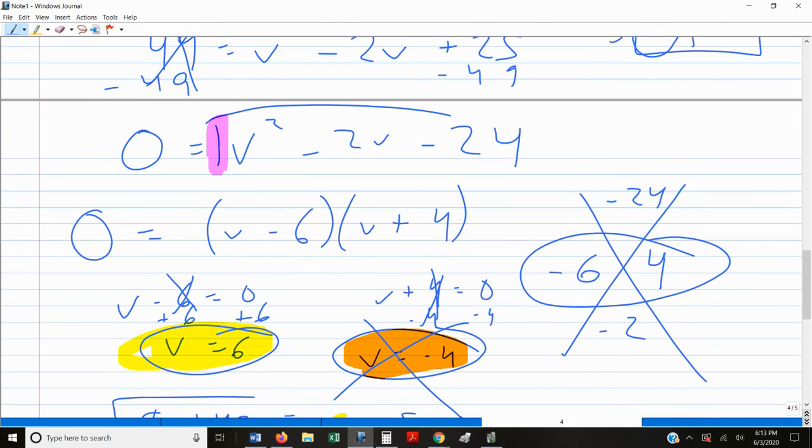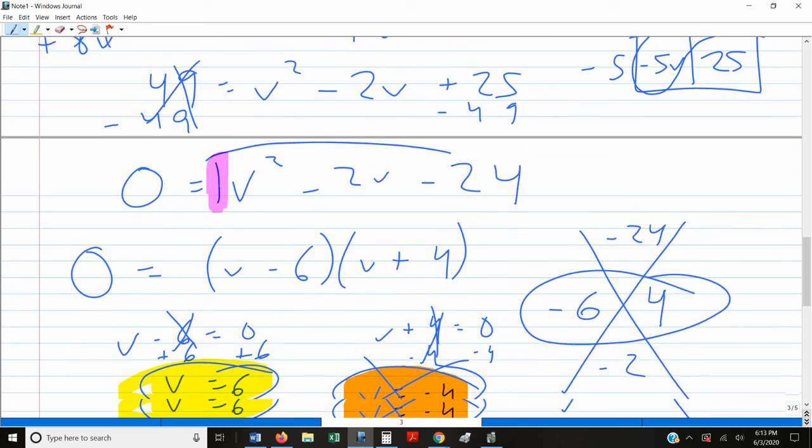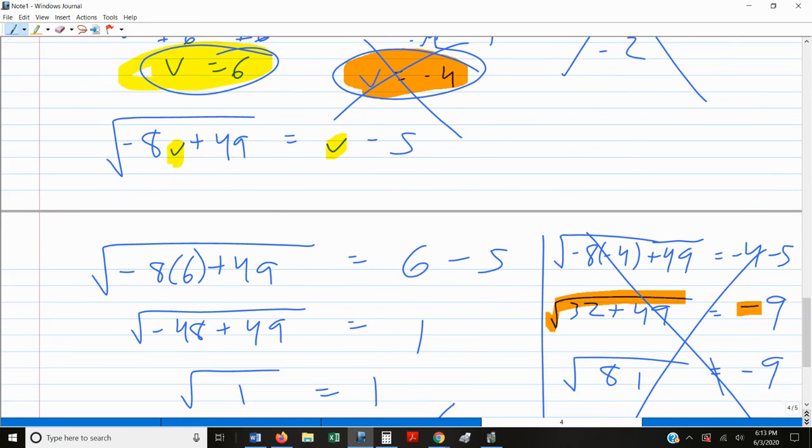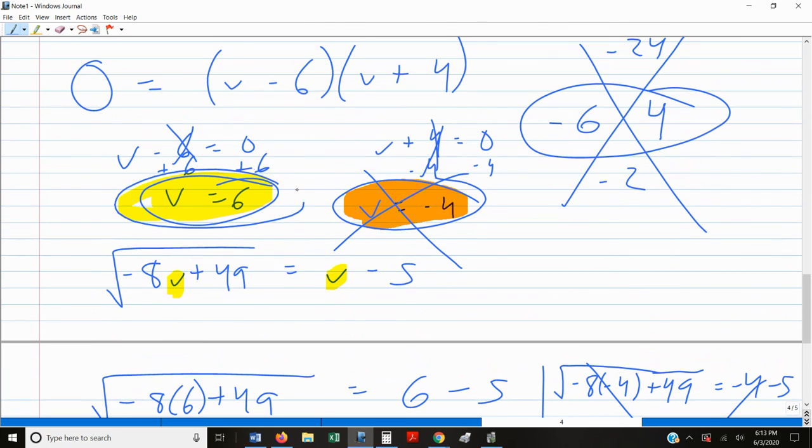And like I said, when you square both sides, you can create that extra solution. So this is a pretty tough problem. There's a lot of algebra here. So v equals 6 ends up being the only answer.